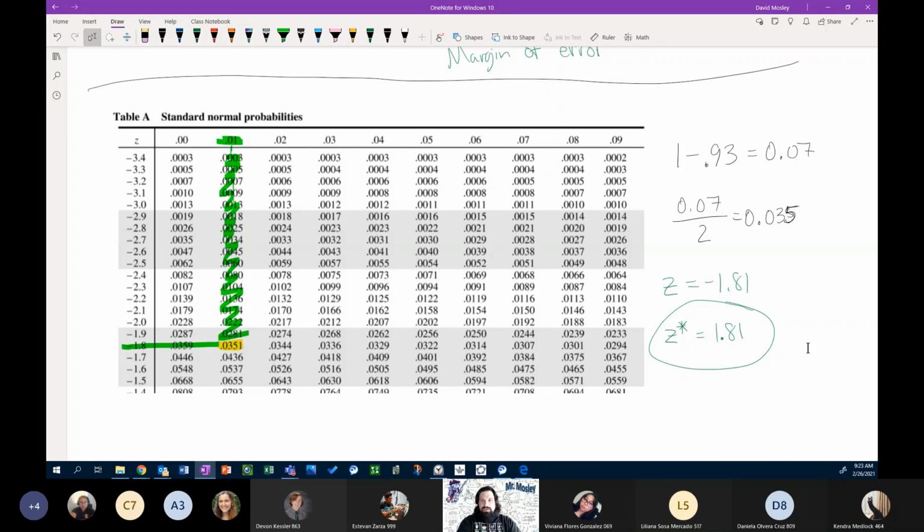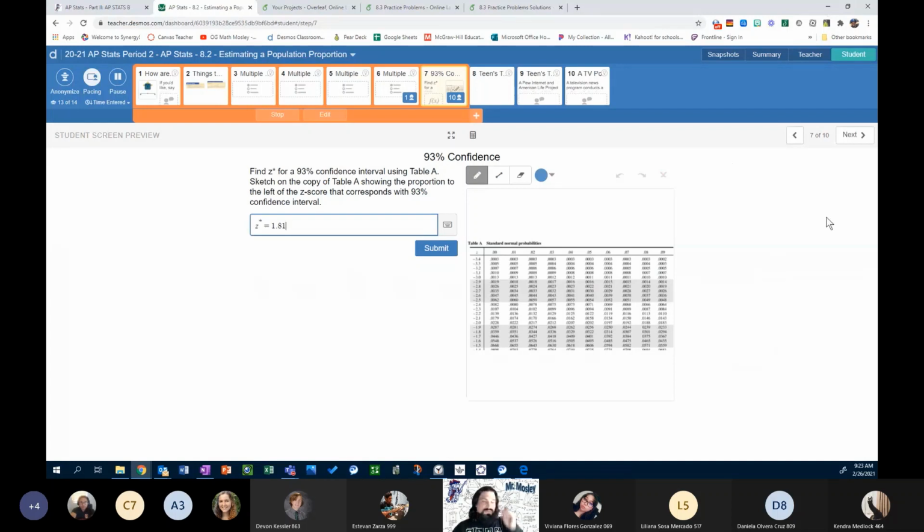Is there anything I can clarify about this example? Okay. All right.